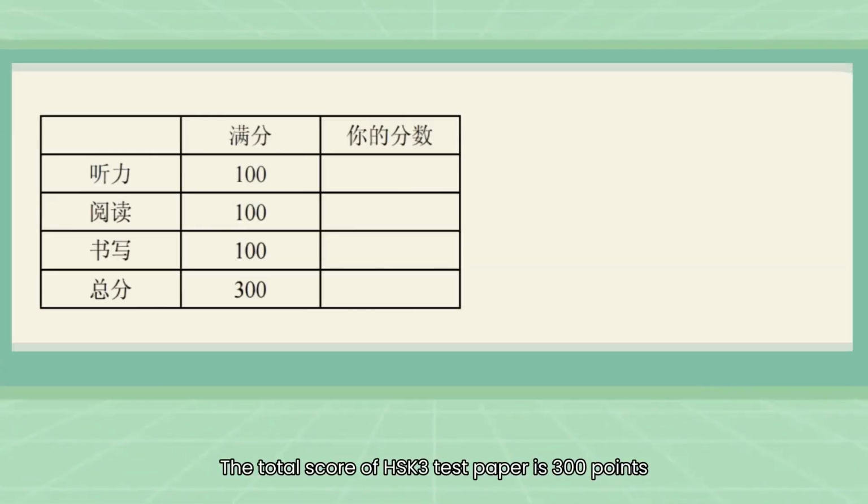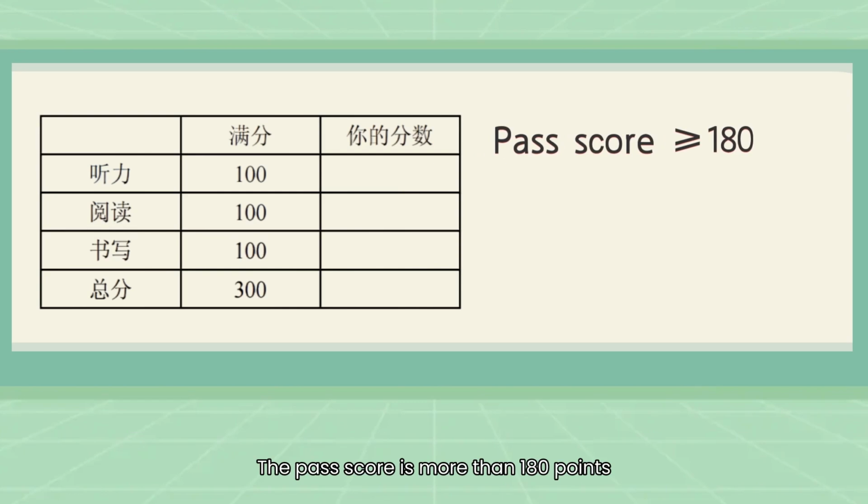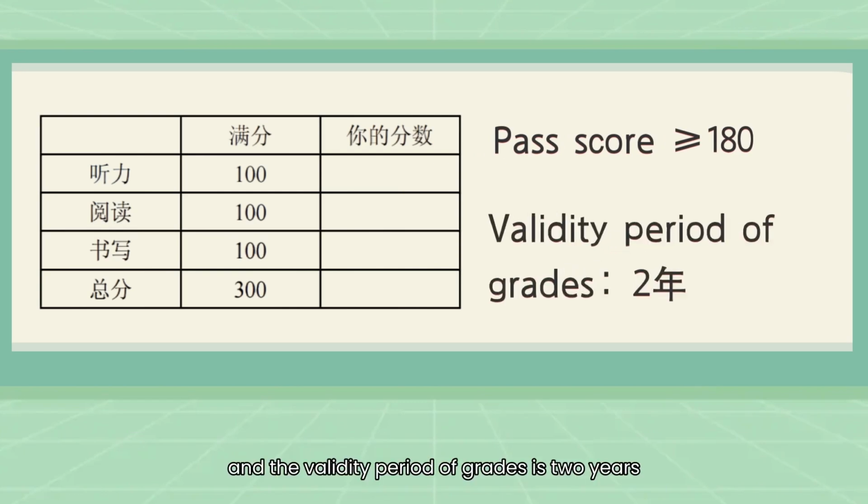The total score of HSK 3 test paper is 300 points. The pass score is more than 180 points, and the validity period of grades is 2 years.